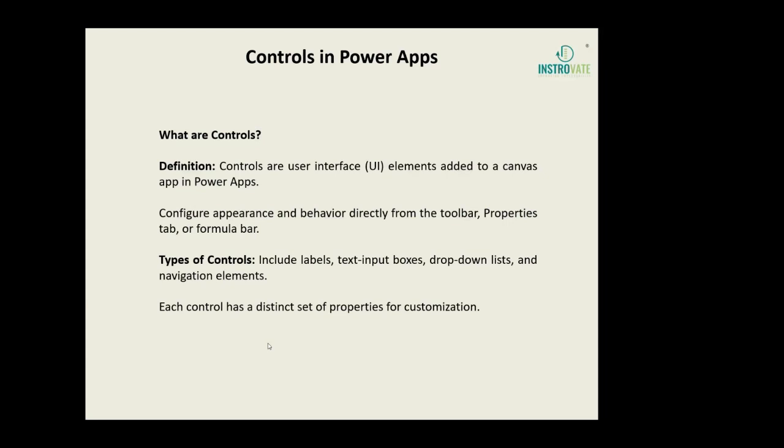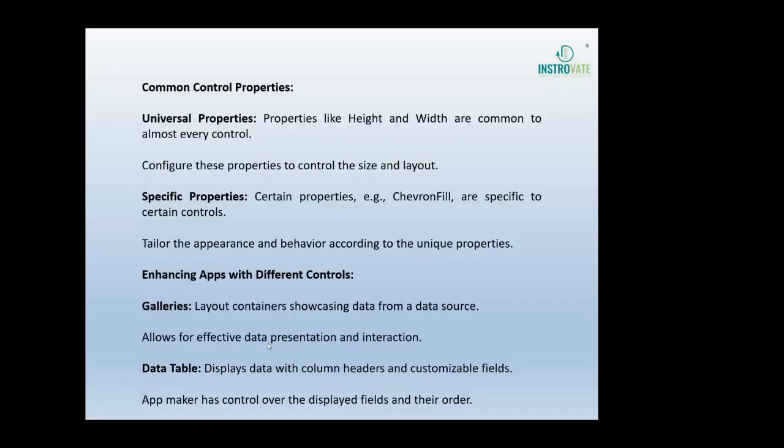Each control has a distinct set of properties for customization. Common control properties are universal properties like height and width. Specific properties like Items or Fill are specific to controls, to tailor the appearance and behavior according to their unique properties.